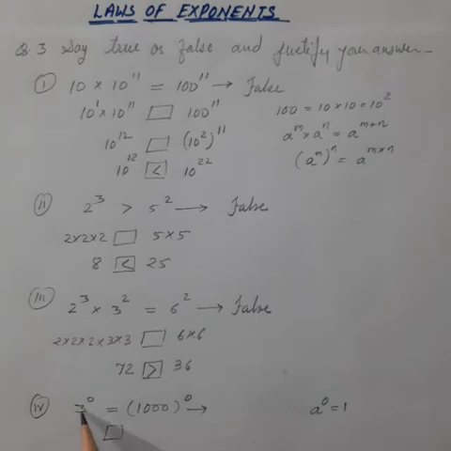Fourth, we know that the value of an integer, non-zero integer with exponent 0 is 1. So here the value of 3 raised to the power 0 is 1. And right hand side, the value of 1000 raised to the power 0 is also 1. Both the values are equal. And it is also given in the statement equal. So statement is true.